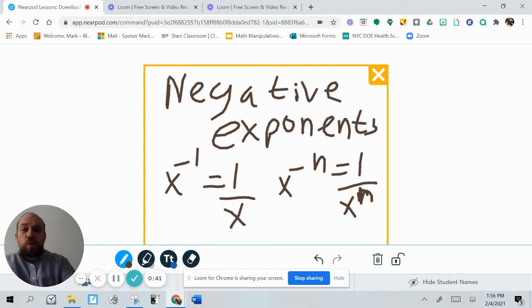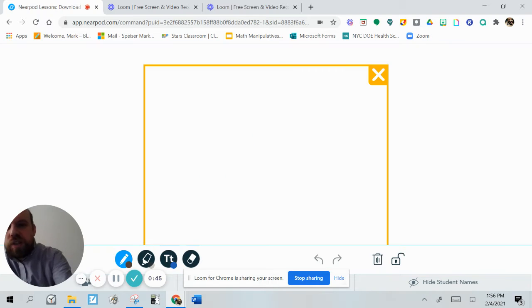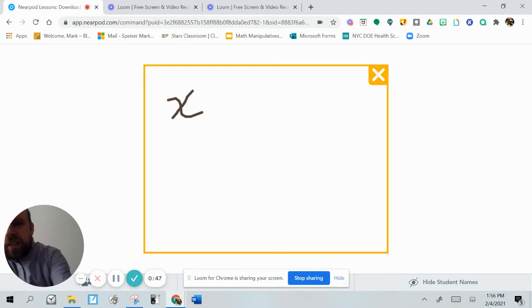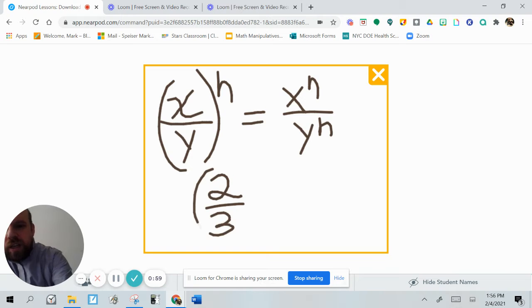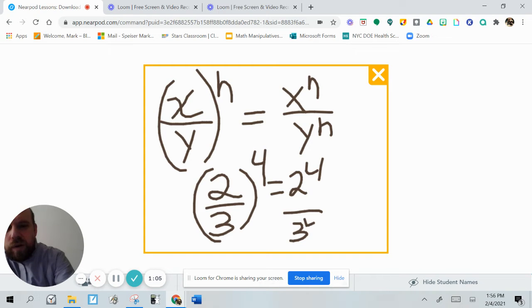And let's look at two more rules before we do some practice. Also useful to note, if you had x over y raised to some power, that's x to the n over y to the n. For example, if you had 2 over 3 raised to the 4th power, that'd be 2 to the 4th over 3 to the 4th, or 16 over 81.